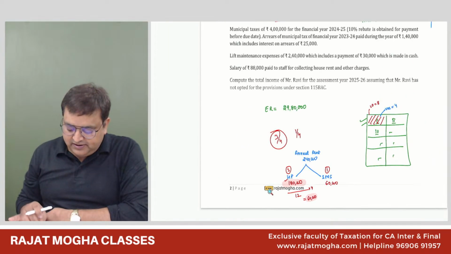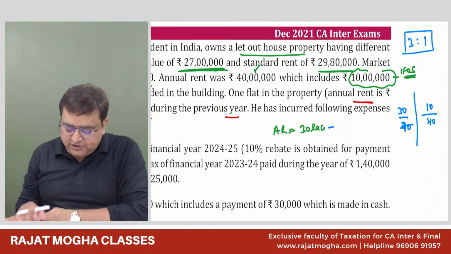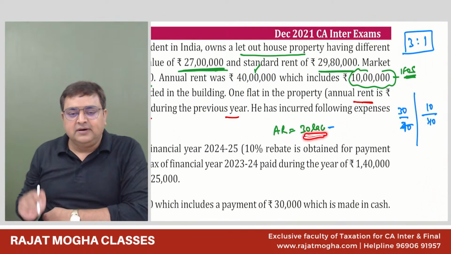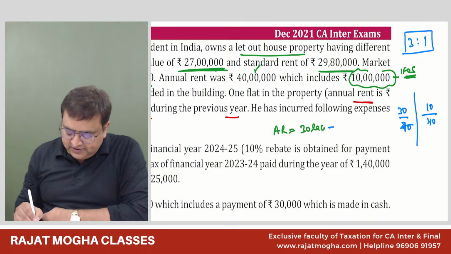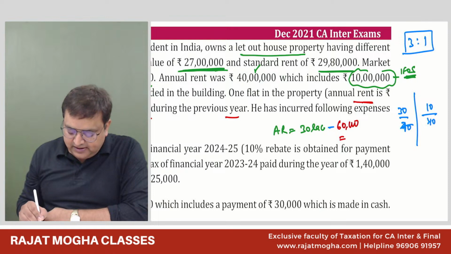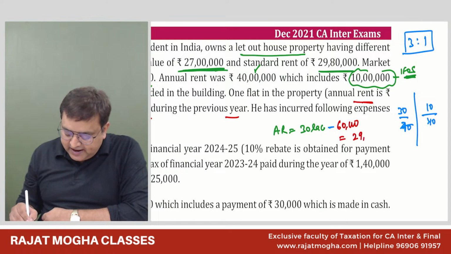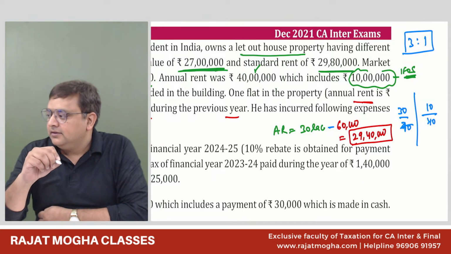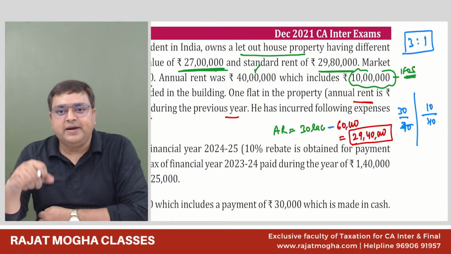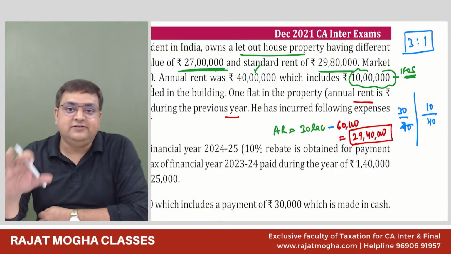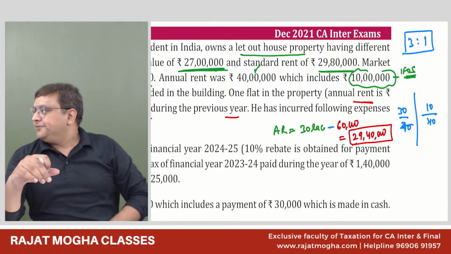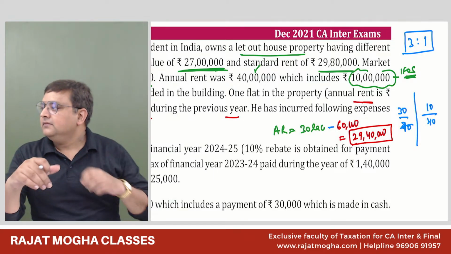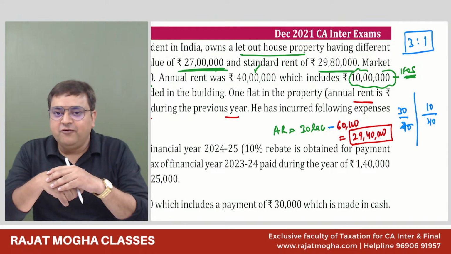Now, can you tell me, my actual rent was 30 lakh rupees. Out of that, 60,000 I have not yet recovered. So my net actual rent will become 29,40,000. Are you all okay with this or not? So my net actual rent will become 29,40,000. Very, very good adjustment over here. Have you understood it or not? Yes, sir. Let me know. If you want, I can explain it again.